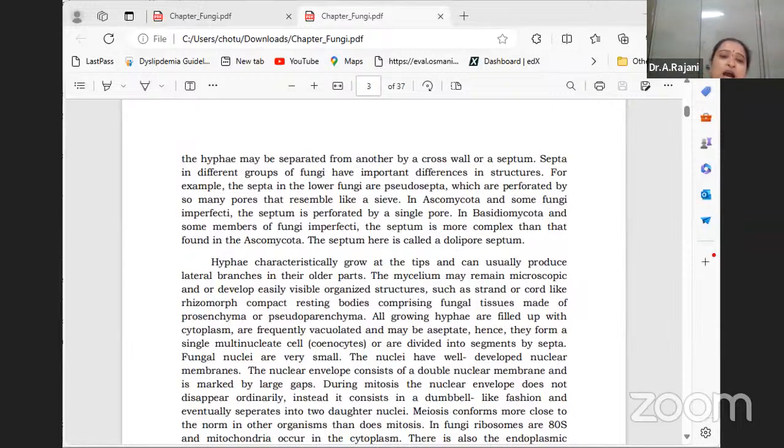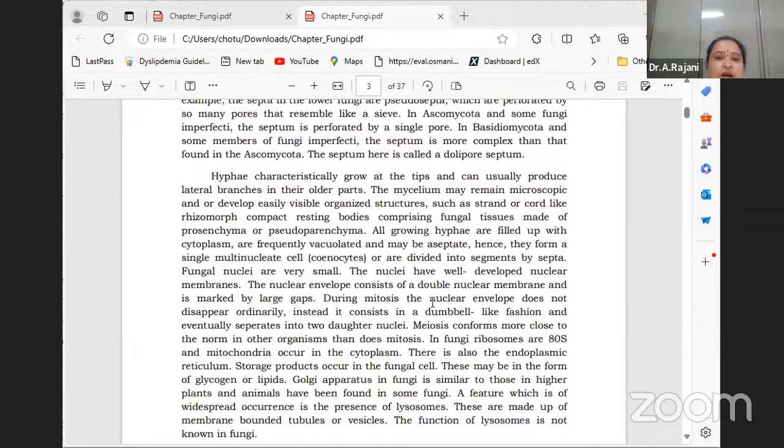Okay, coming to the hyphae characters here, they grow at the tip and can usually produce lateral branches. The old parts of the mycelium may remain microscopic; you can't see it directly. In pathology, in some plants causing fungal disease, you can section it and observe it under an electron microscope. You can observe the spores very clearly. How to observe? Only under an electron microscope. Yes or no?